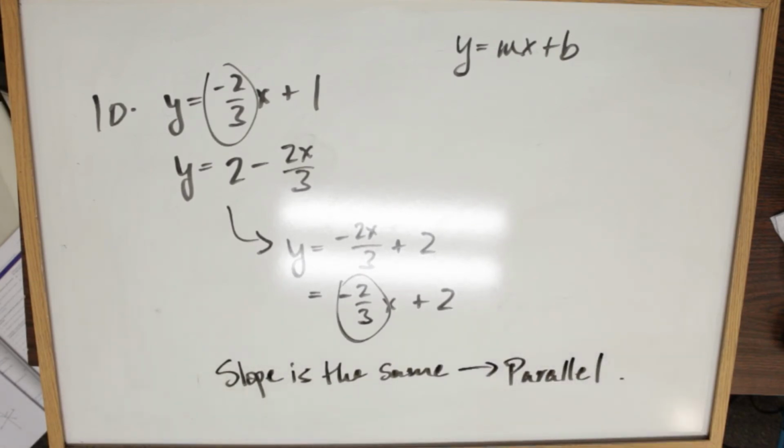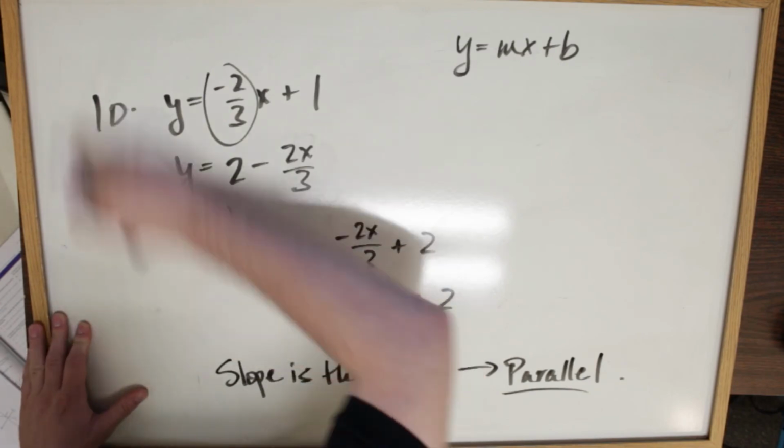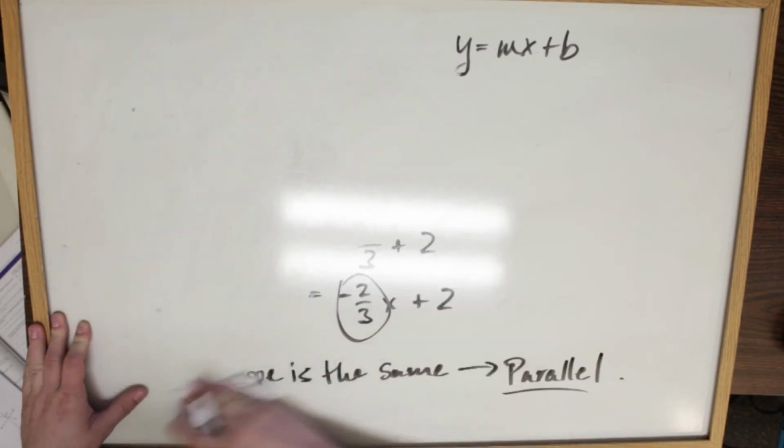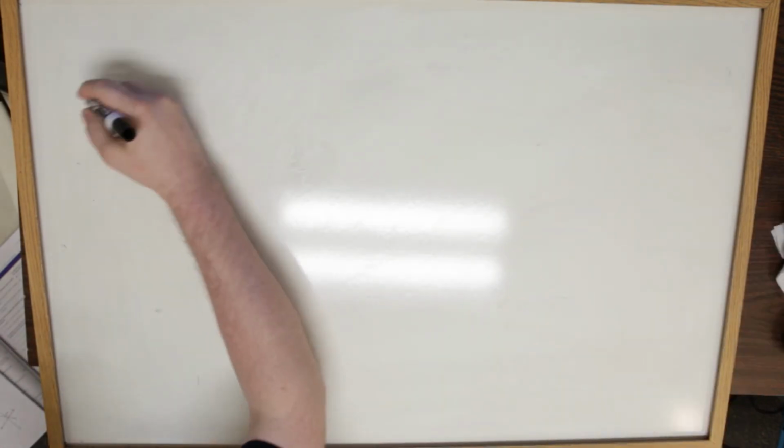The lines are parallel to one another. All right, so that's question 10. Perpendicular, again, it would be a negative reciprocal. Let me go ahead and show you one of those real quick. I'll just do question 12.